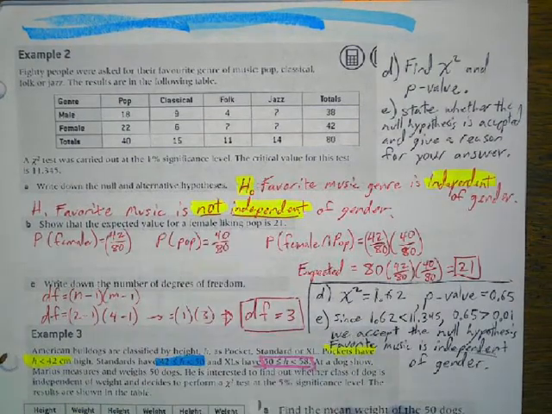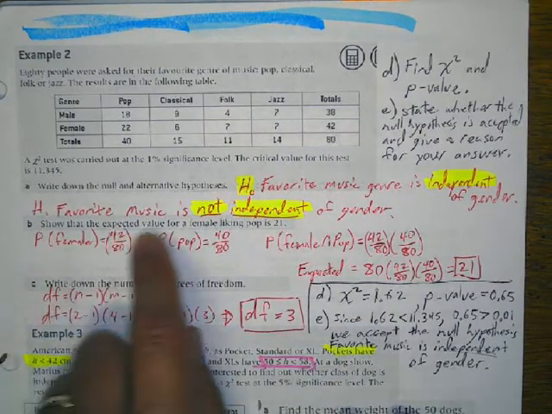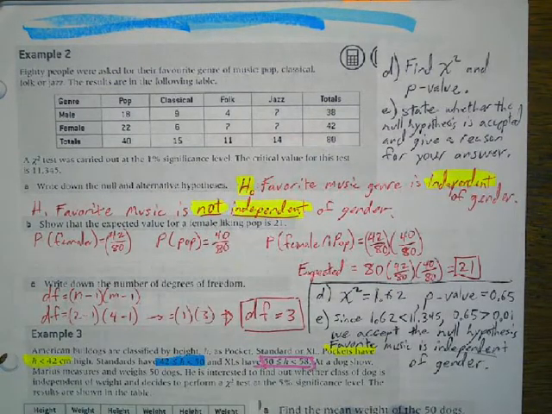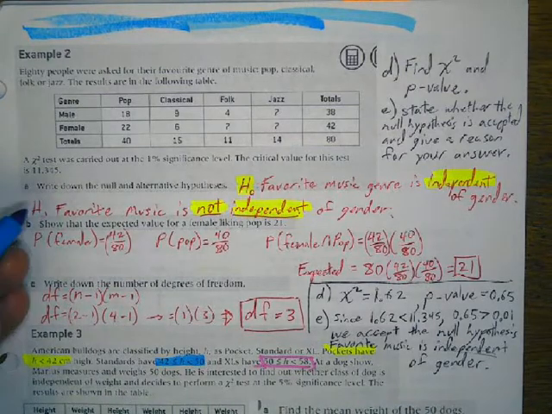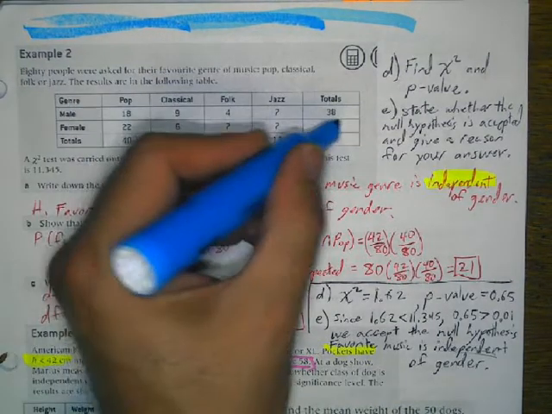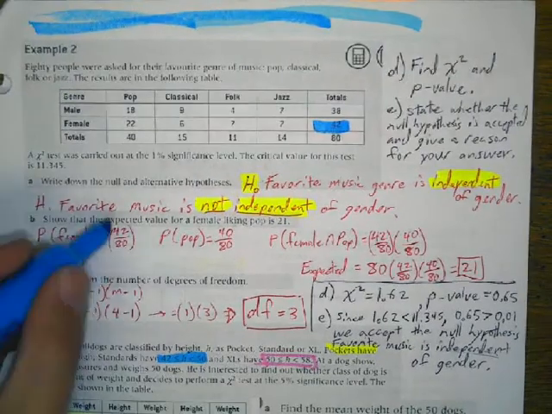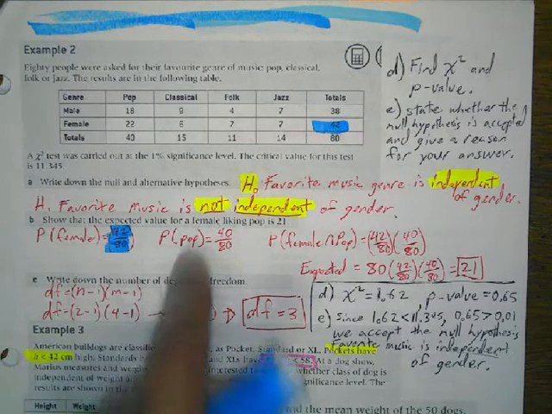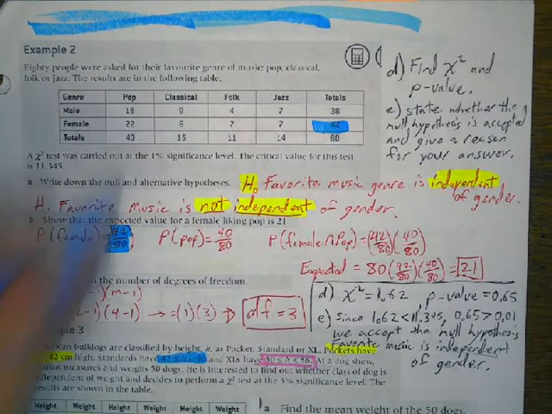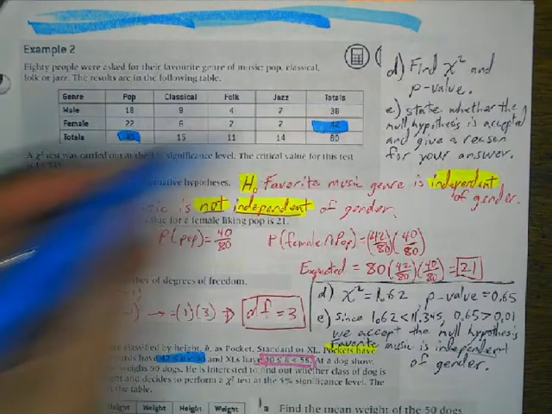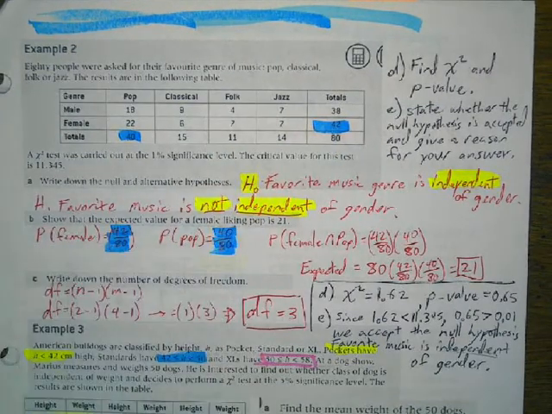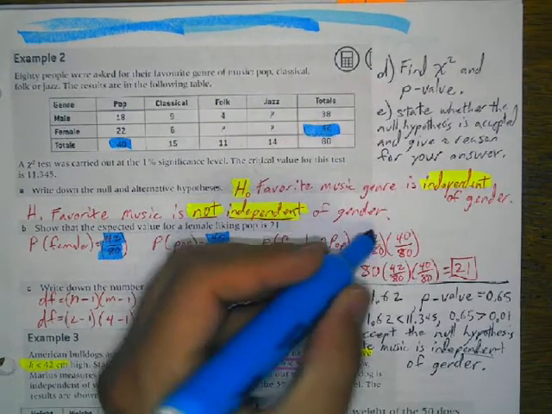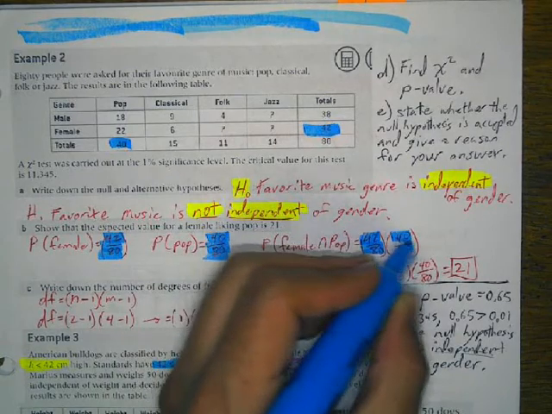Question B. Show that the expected value for a female liking pop is 21. So basically, we know that there are 42 females, so I've got 42 over 80. And the probability of liking pop is 40 over 80. So the probability of being female and liking pop is 42 over 80 times 40 over 80.